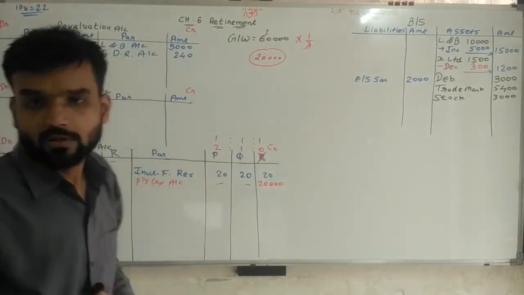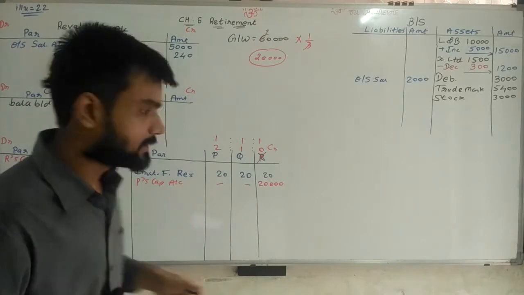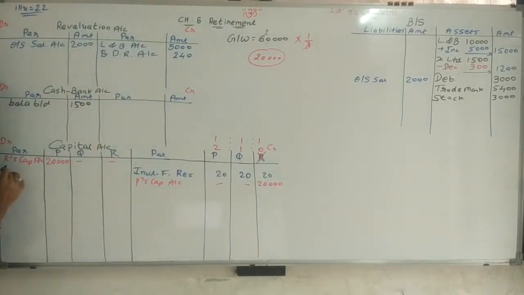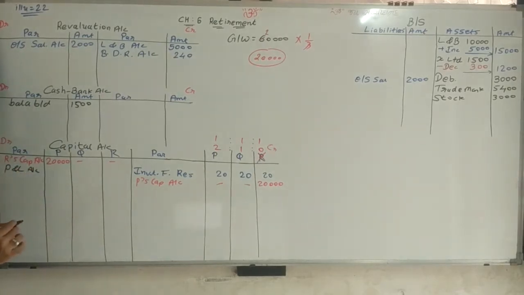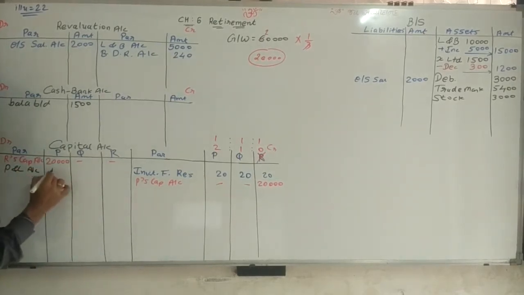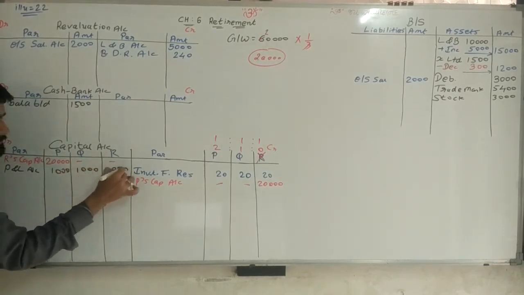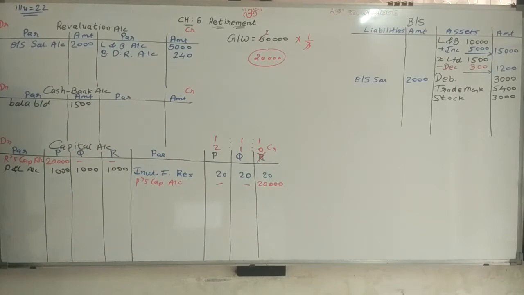The P&L account is given. Now this P&L account we are distributing among the partners. It is on the asset side, so it is distributed on the debit side of the partners' capital accounts. Our amount is 3,000, equally distributed: 1,000, 1,000, 1,000. My work is completed. Going ahead.